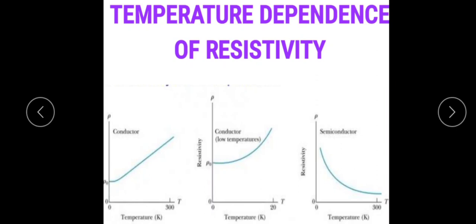But the effect of increase in n, the number of free electrons, is much higher than the effect of decrease in tau, the relaxation time. As a result, the resistivity rho of a semiconductor decreases with increase in temperature. See here in the third diagram, it shows that the resistivity of a semiconductor decreases with increase in temperature. As temperature increases, its resistivity decreases, as shown in figure 3.